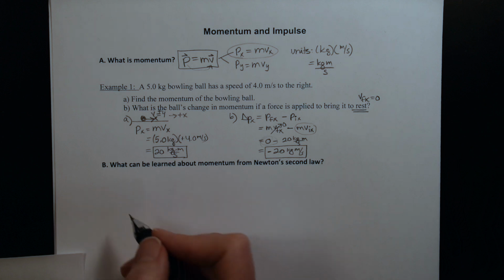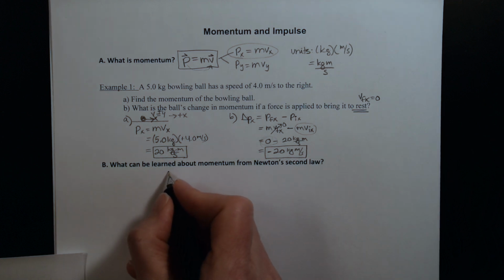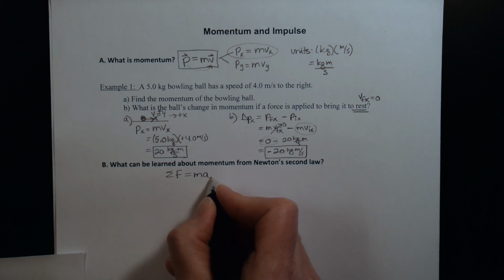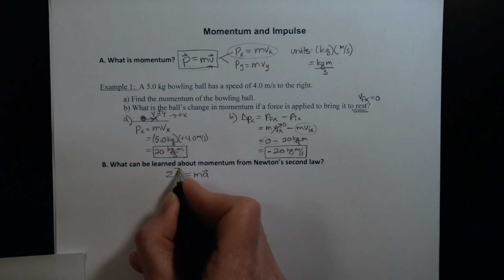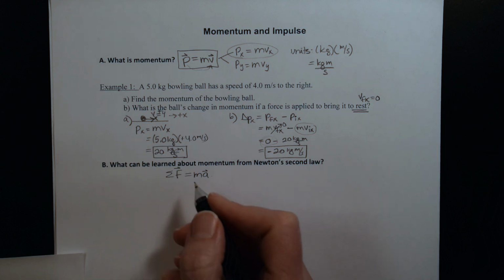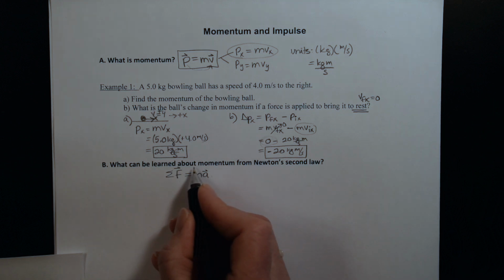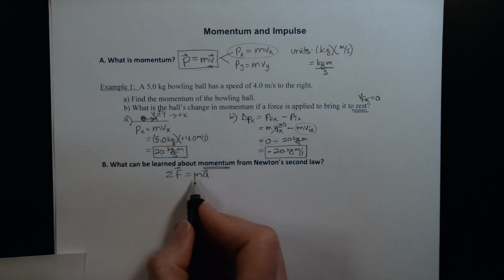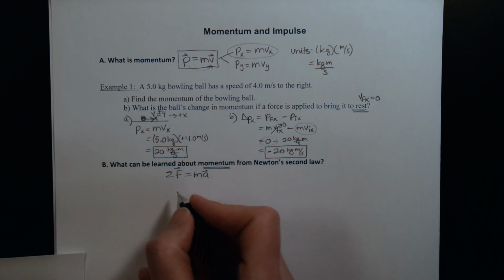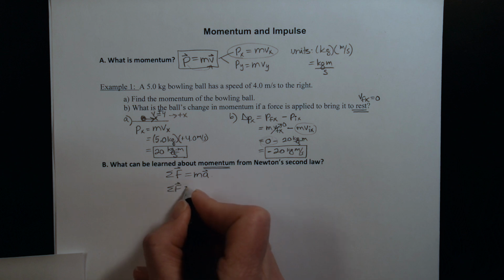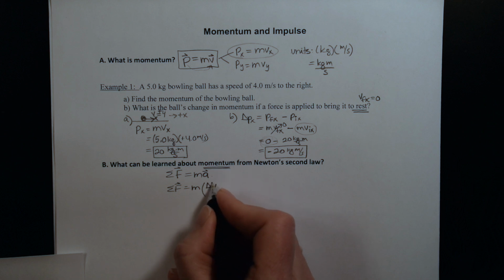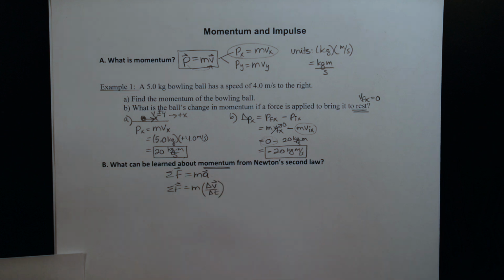Let's find a connection now between momentum and Newton's second law. So Newton's second law says that the net external force equals the mass times the acceleration of an object or a system. We are going to try to rearrange these variables, substitute things to get to a relationship that involves momentum. Because right now we don't see momentum in here anywhere. So let's begin by replacing the acceleration vector with its definition, which is the change in velocity over time.